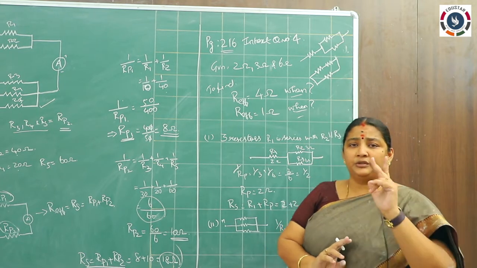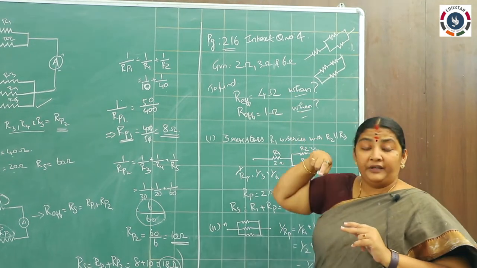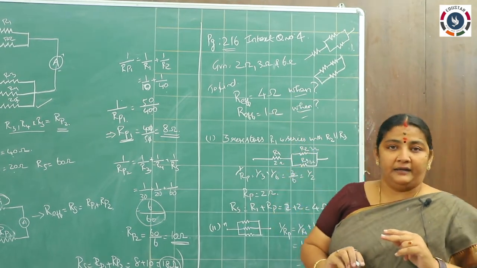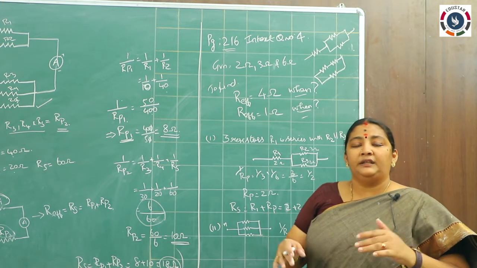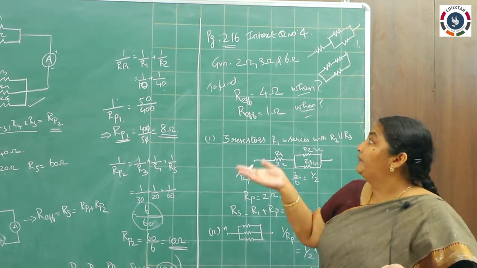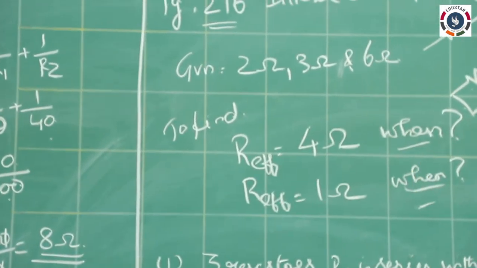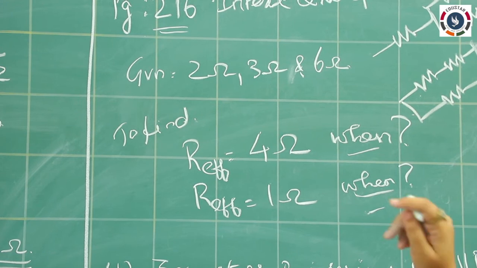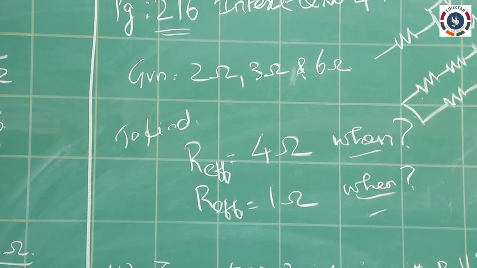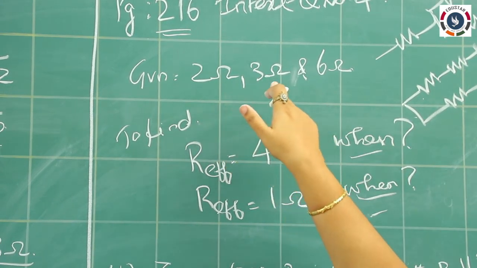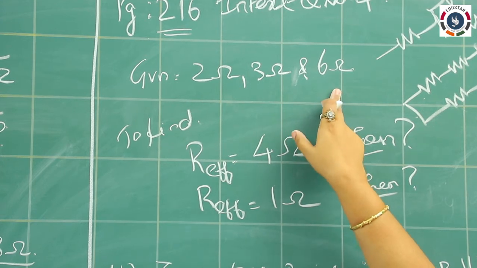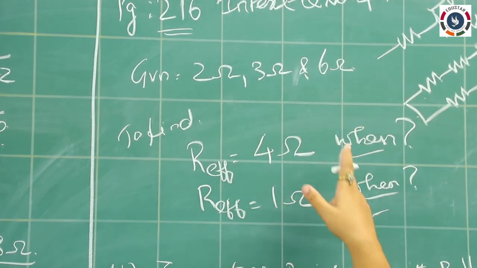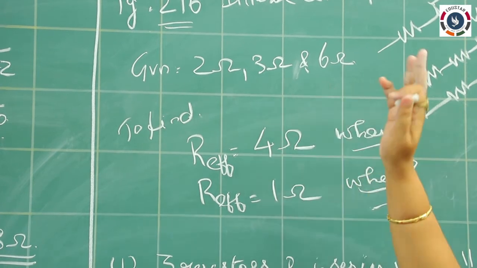We know the two statements based on R effective in series and R effective in parallel, right? When I connect in series, it should always give the maximum value. What is the maximum value of R effective when I connect everything in series? You may ask, ma'am, why don't we go for all in series directly? See, check: 2 plus 3 plus 6, 5 plus 6, 11 ohm. The maximum value is 11 ohms, which is not there in that, so we cannot go with that.